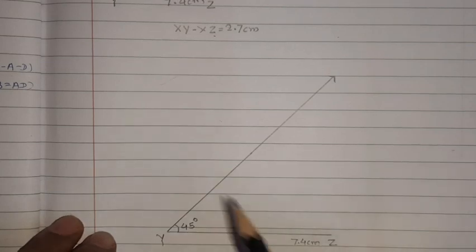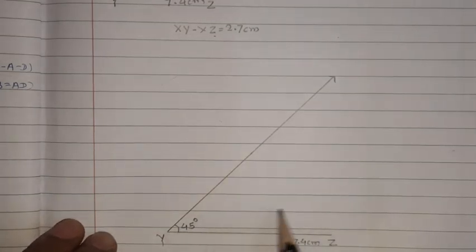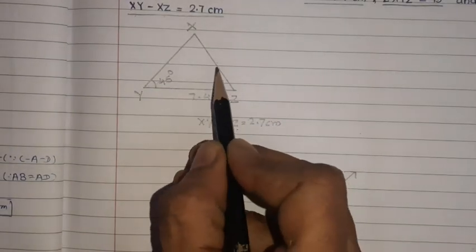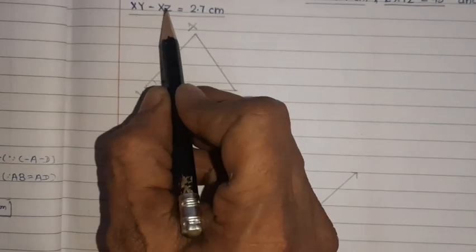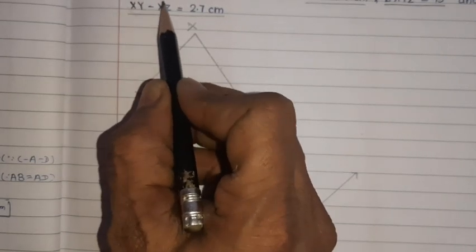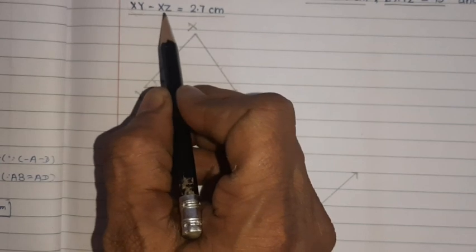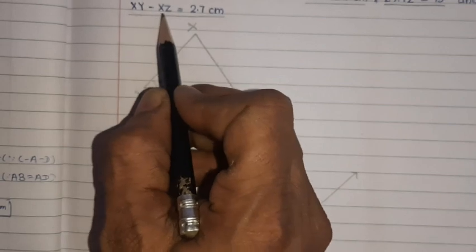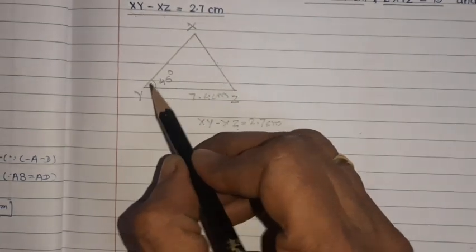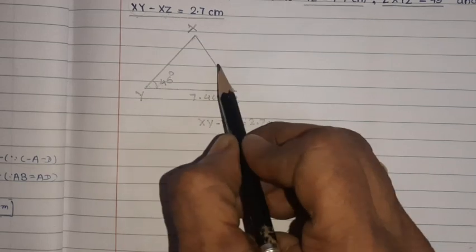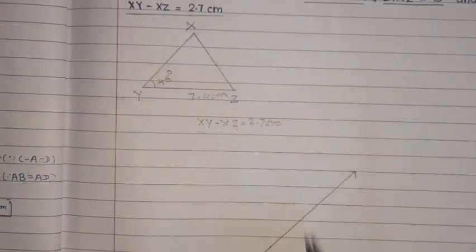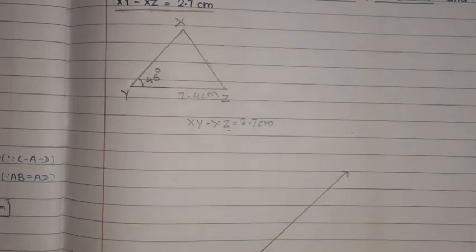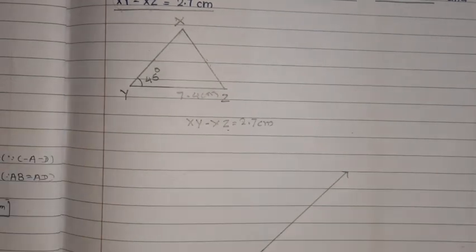Now see dear student, the side opposite to the given angle is a smaller one, because in XY minus XZ, XY is the greater side and XZ is the smaller side. From this greater side we have to subtract the smaller side, therefore it is 2.7. Therefore XY is greater than XZ, that means the side opposite to the given angle is smaller than that of the other side. Therefore in this case what we have to do? We have to consider the difference. The difference is how much? 2.7 centimeter.